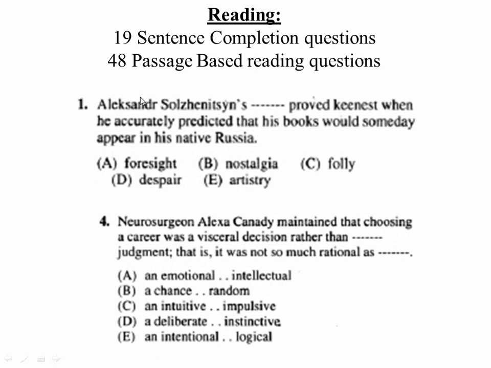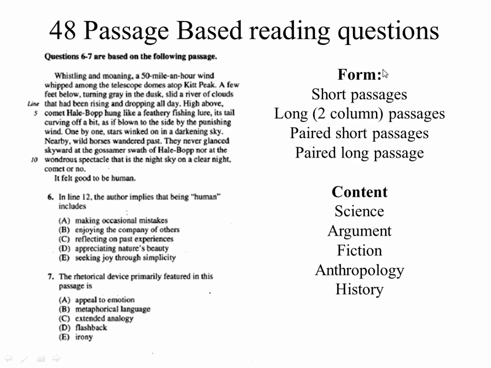And there'll also be 48 passage-based reading questions. So here's an example of that. So you might have just 1 paragraph and then 2 questions about it. That would be a short passage. They're also long 2-column passages. Usually it's about a column and a half column, actually. There are also paired short passages, so you might get 1 paragraph here and then another paragraph here, and then 4 to 5 questions about those 2 paragraphs.